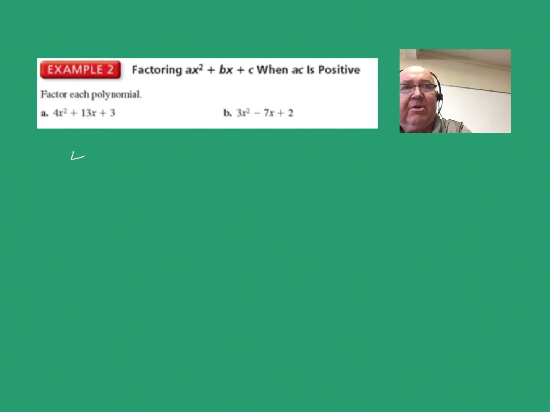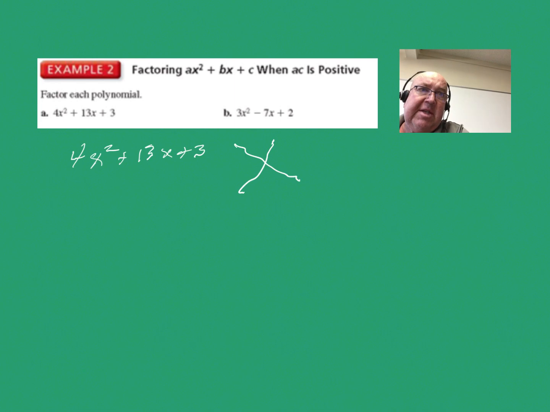We're going to have 4x squared plus 13x plus 3. We're going to do the same thing we did. We're going to multiply our first and last terms, and we're going to have them add up to 13. What we're going to do that's different is we're going to now split this. Our terms are going to be 12 and 1, but we're going to split that 13.